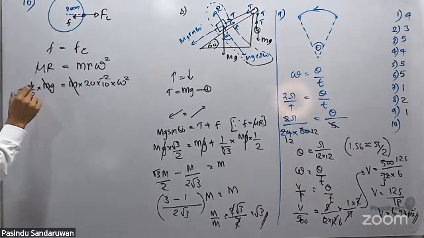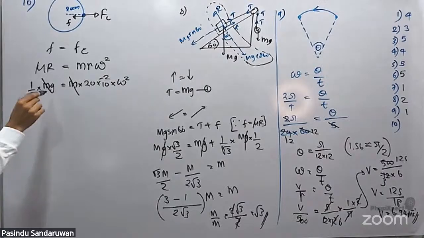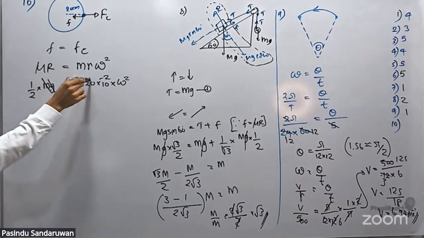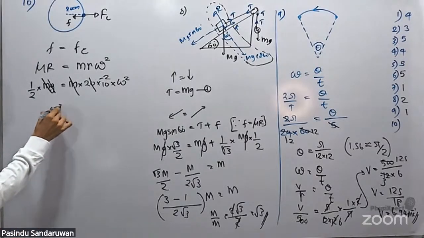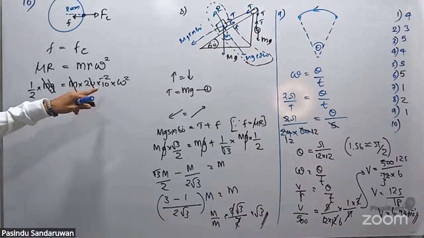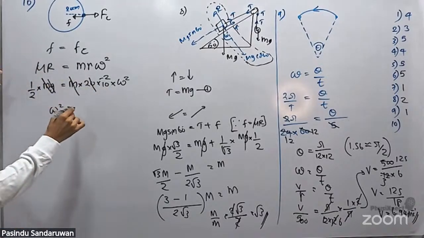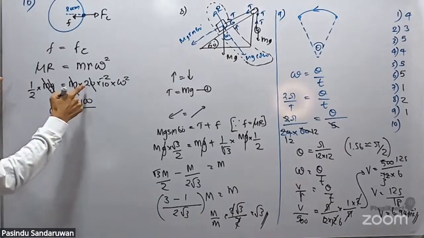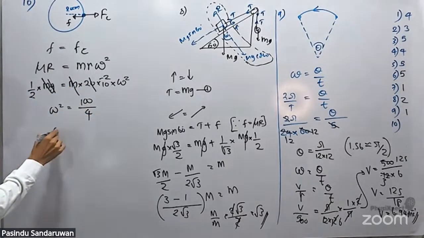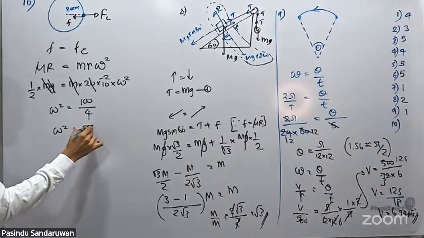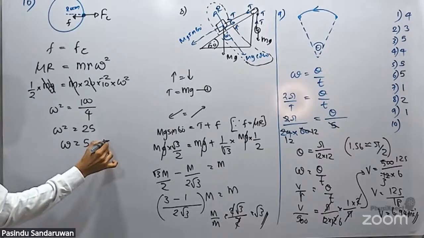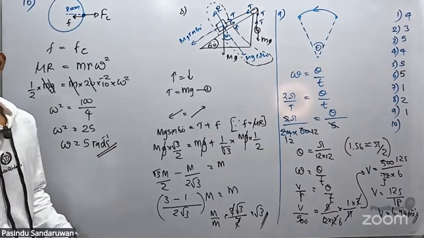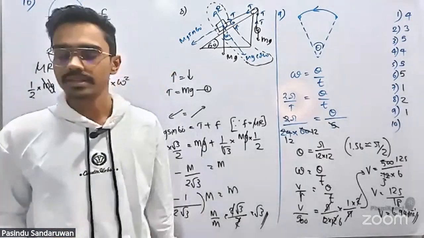m and m cancel. This g equals 10 can be cancelled from here. Then what else remains? Omega squared equals, we can take this to the other side, then it becomes 100. Then 2 and 2 means 4. 100 over 4, so omega squared equals 25. Omega equals 5. Answer for 10 is 5.